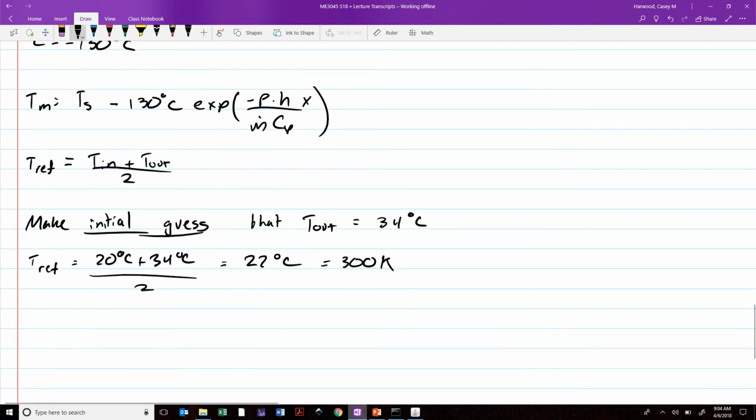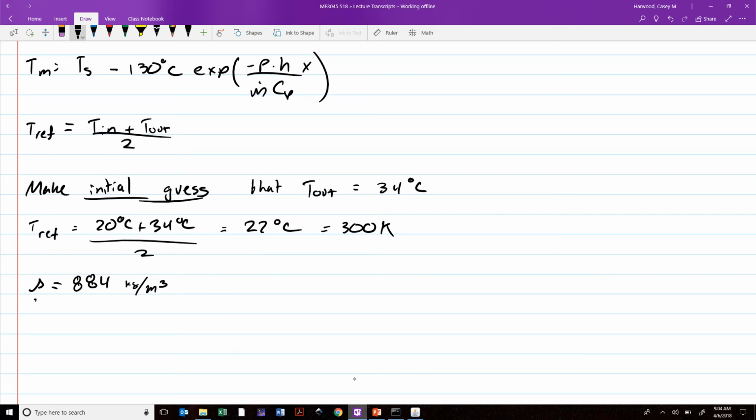We've got a density of 884 kilograms per meter cubed, a specific heat capacity at constant pressure, CP, of 1909 joules per kilogram Kelvin, a kinematic viscosity nu of 5.5 times 10 to the negative fourth meters squared per second, a conductivity K of 0.145 watts per meter Kelvin, and finally a Prandtl number of 6,400.